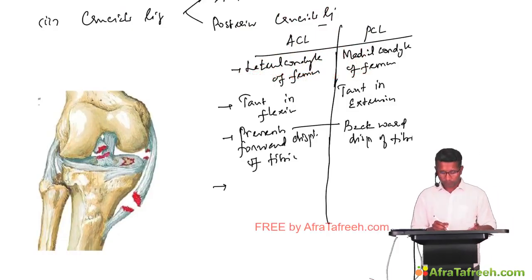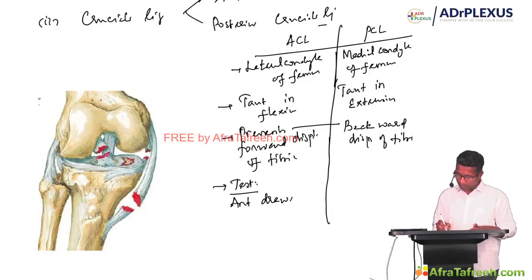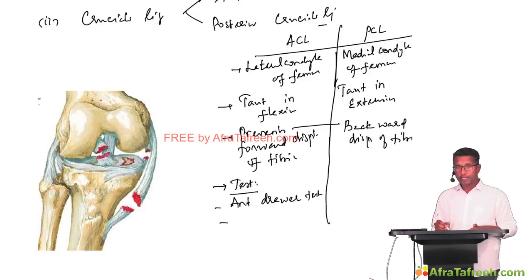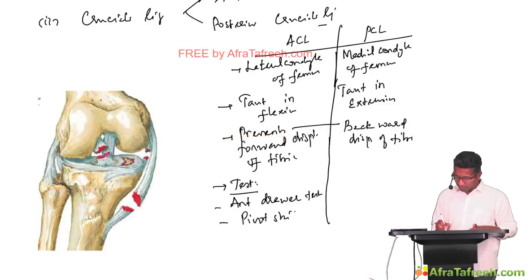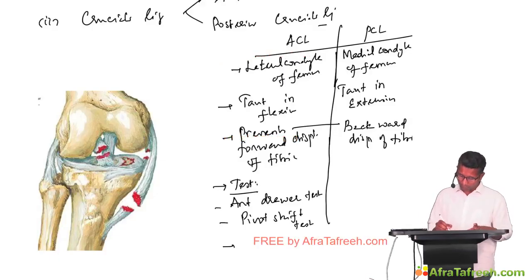When ACL gets injured, you can check the ACL by anterior drawer test. You can check the ACL by pivot shift test. You can also check the ACL by a test called Lachman's test. These are certain tests for checking the ACL.